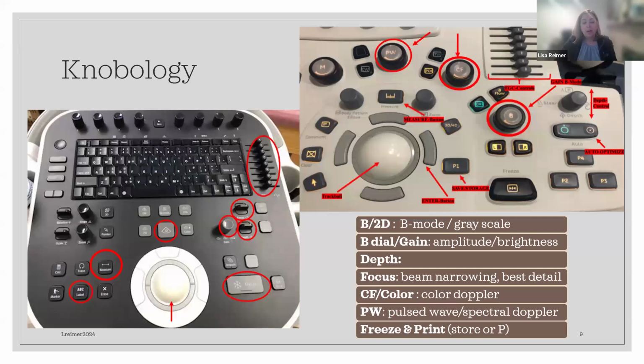And conversely, if your kidney is kind of cut off at the bottom of your image, you can adjust your depth to center it. We'll talk about color and pulse wave Doppler a little bit later, but those are buttons you would want to be familiar with. Even if you're not doing a Doppler study, it is helpful to put color on a kidney just to look for perfusion.